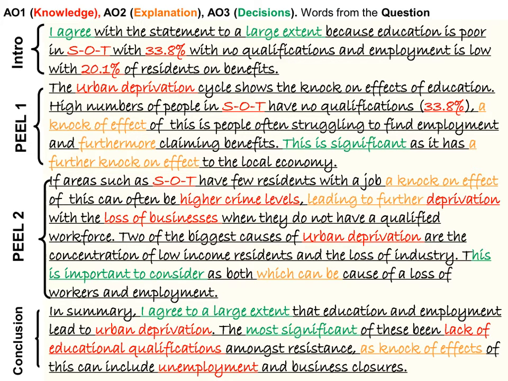Your conclusion. In summary, I agree to a large extent that education and employment lead to urban deprivation. The most significant of these has been the lack of educational qualification among the residents of Stoke-on-Trent, as the knock-on effects of this can include unemployment and business closures. Of course, as we said before, yours might be different, so different examples, different pieces of data, that's fine, just so long as your structure is there and your AOs are there.